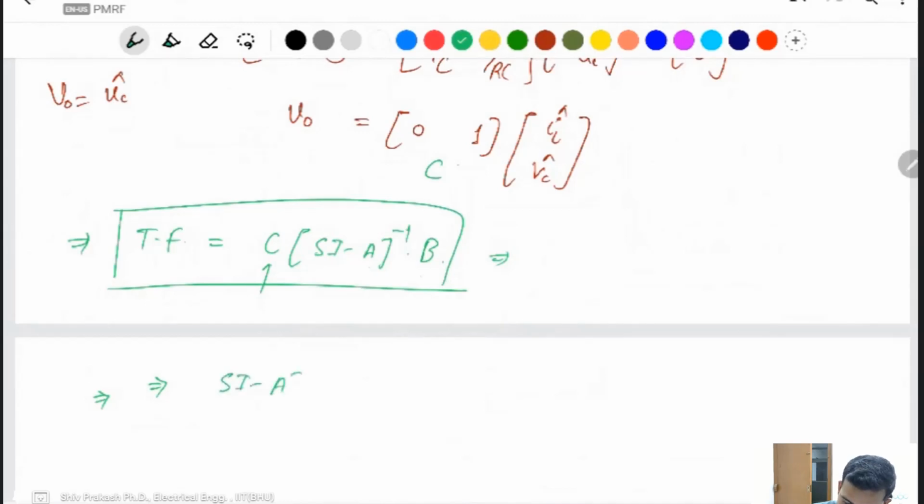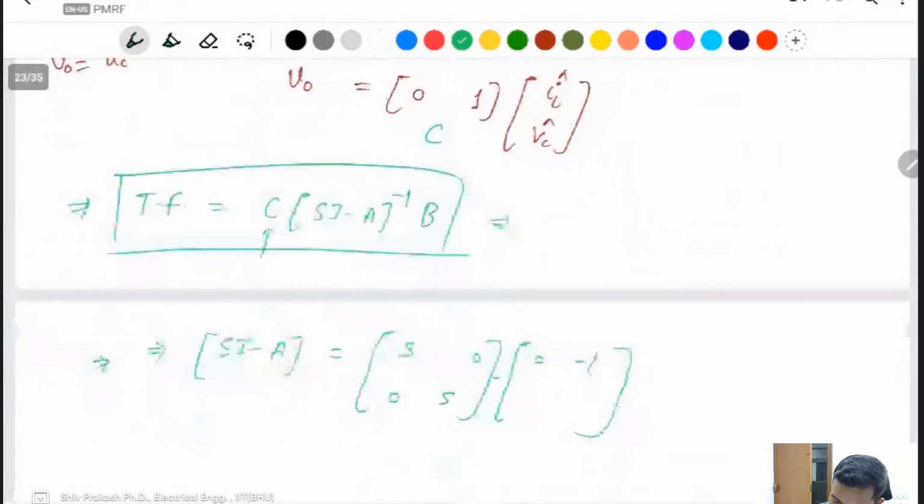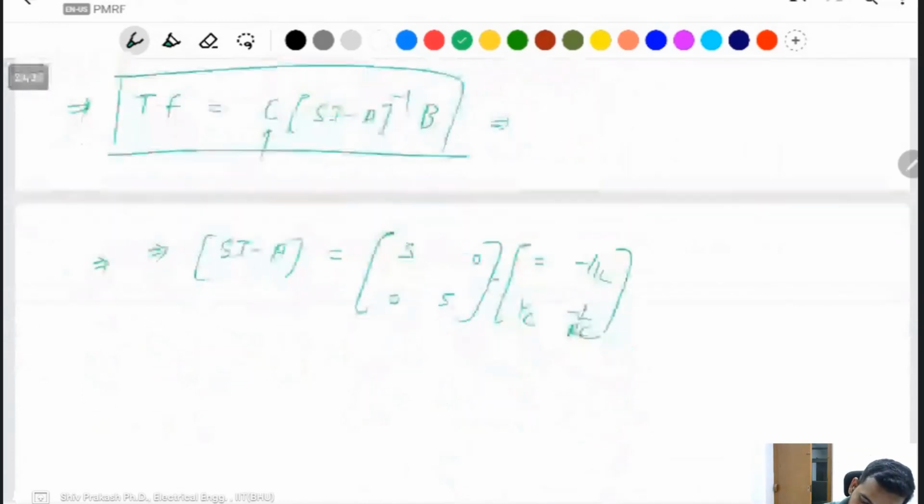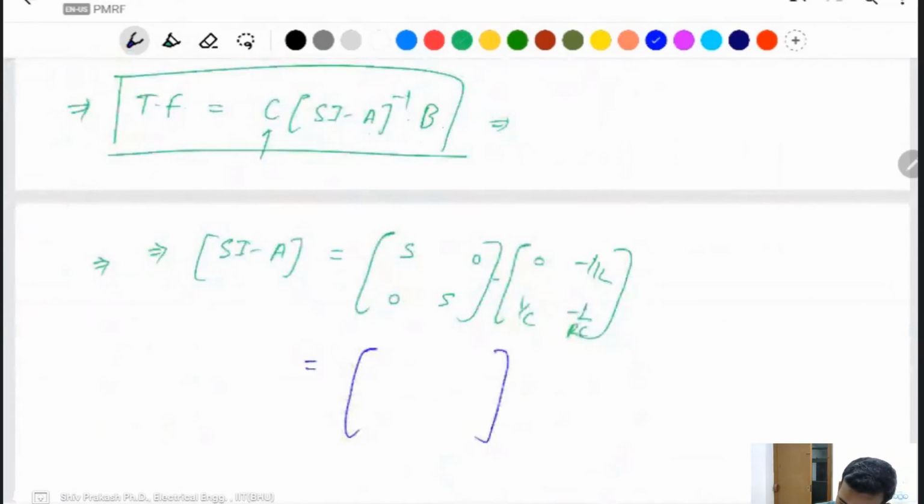Correct? SI minus A, where I is the identity matrix of 2 cross 2. And this one is S 0 0 S. So SI minus A is equal to S 0 minus 1 by L, 1 by C, S plus 1 by RC.